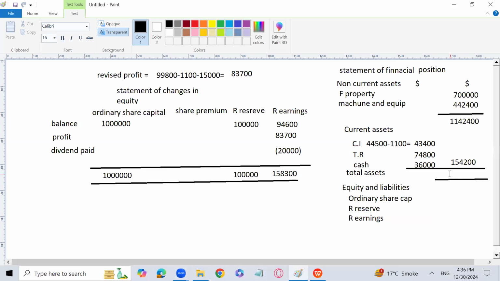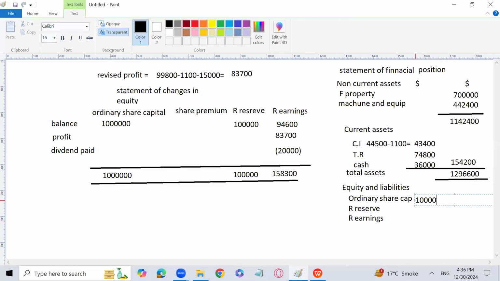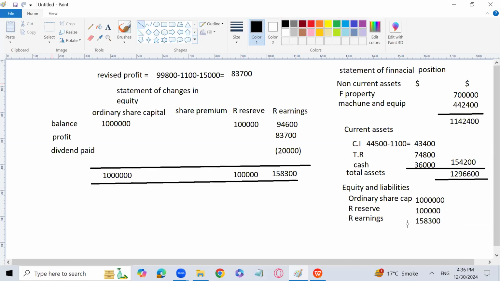129,660 will be the total assets. So ordinary share capital is going to be 10 lakh. You just need to write the figures from the statement of changes in equity as they are. That would be quite easy for us. 158,300, and then we will have the total equity. Then I'm going to write the non-current liabilities, maybe debentures, and then current liabilities.